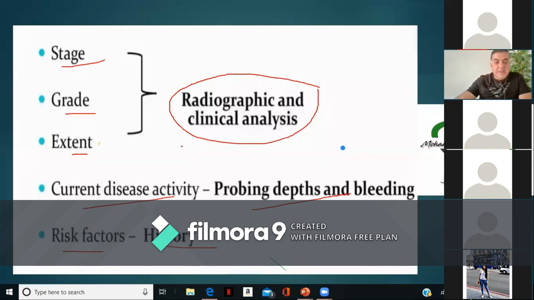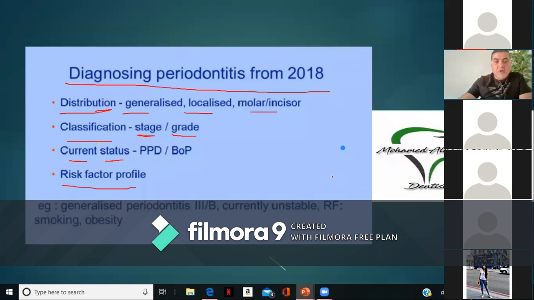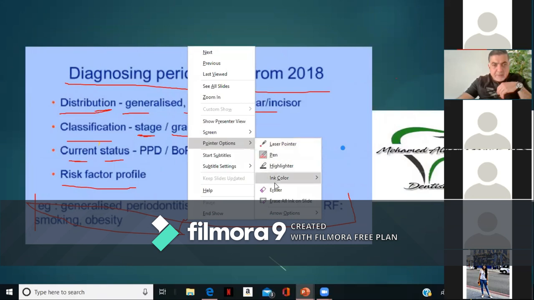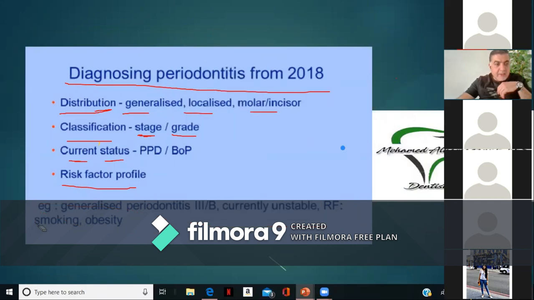Okay, Tanya, look at this. Your diagnosis should always be like this. So this is your diagnosis, always will be, you need to assess.